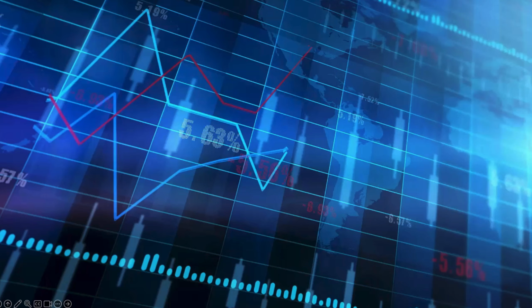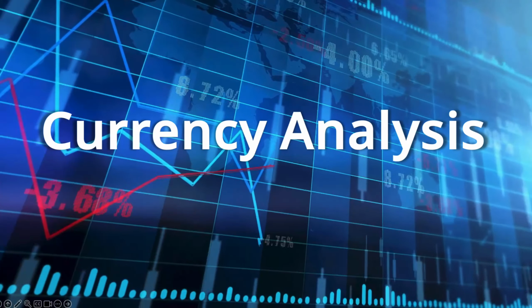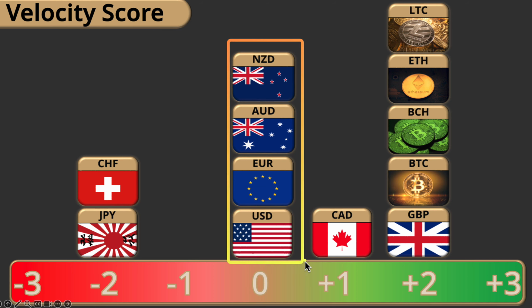So let's just jump into our currency analysis and take a look at where the relative strength and weakness is and what the velocity score is telling us. Now, if you look at the velocity score, you can see that there's a whole lot in the middle. Whenever you get that, it just means that things are consolidating, which will potentially break out one way or the other. But you want to be avoiding these consolidation phases since we don't know how long they will last.